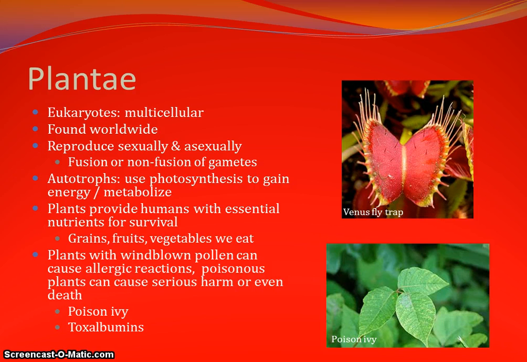For example, plants with wind-blown pollen can cause allergic reactions, and poisonous plants can also cause serious harm or even death. For example, poison ivy causes skin irritation, and toxobumins are also a very poisonous type of plant that can result in death. And over on the right, we can see a photo of a Venus flytrap, which is an example of a plant, and also underneath that is poison ivy.